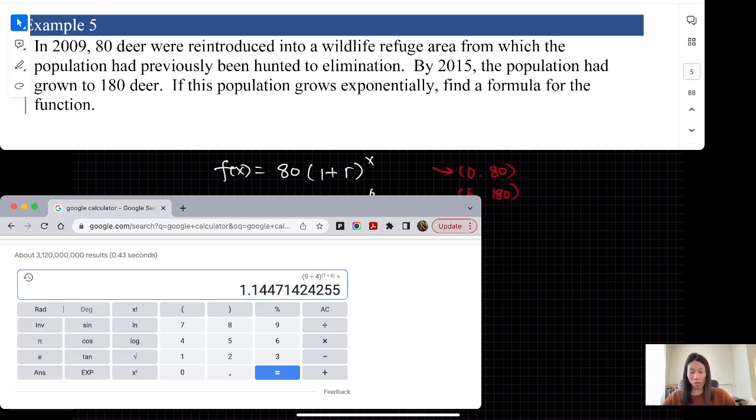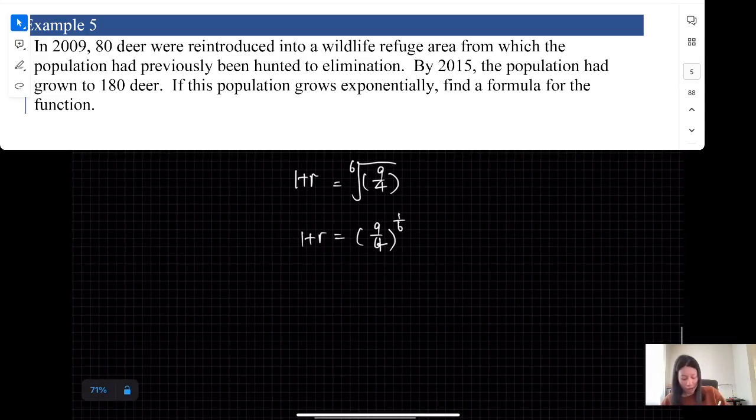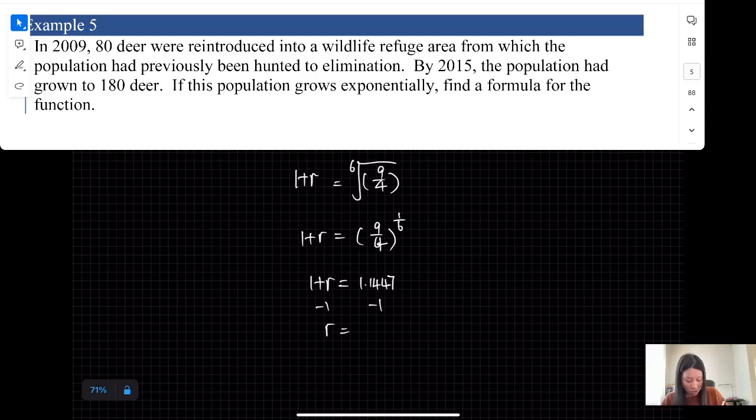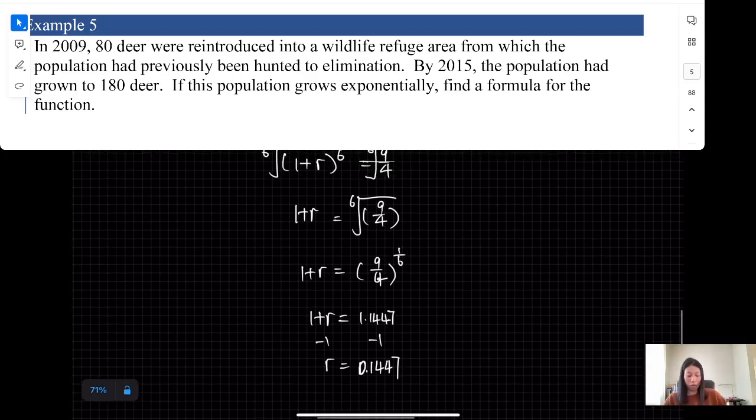So we get 1.1447. Okay, so I have 1 plus r equals 1.1447. We keep 4 decimal places. And then when we minus 1 on both sides, I got r equals 0.1447. So that means our function is going to be f(x) equals A times 1 plus 0.1447 to the x. That would be our function.